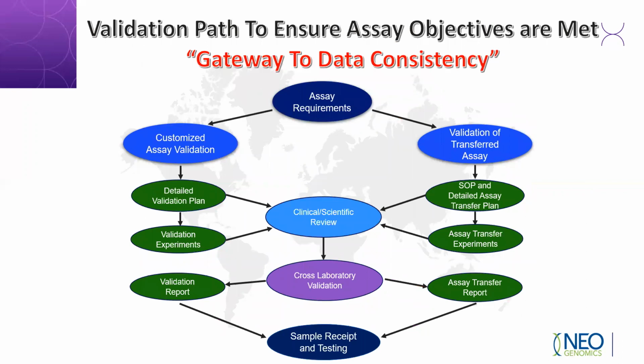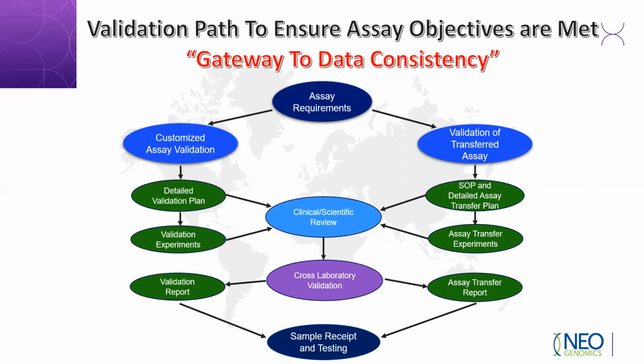In order to ensure that our assay objectives are met, we must consider the validation process as a gateway to the data consistency. This is a very deliberate process with many checks and balances that are not to be taken for granted. Will the assay be a customized assay validation or a transferred assay validation originally developed in another location or by another laboratory?